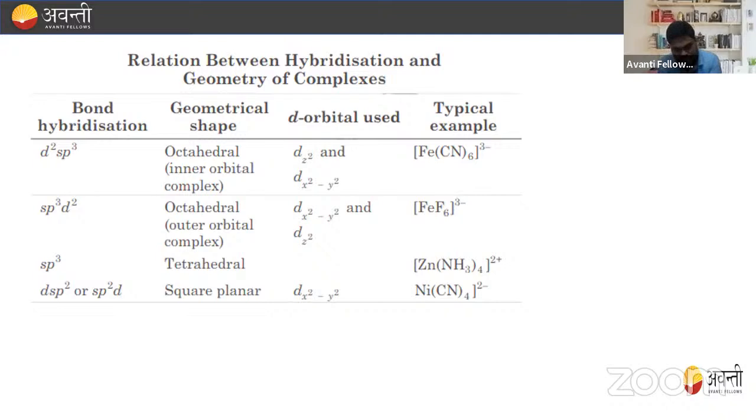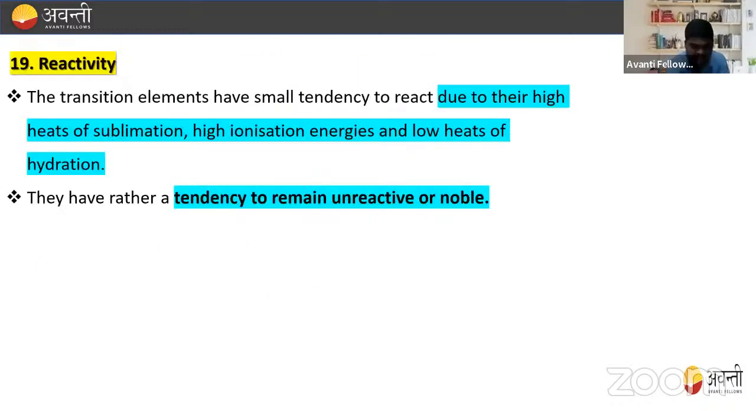Similarly, sp3d2 gives octahedral complexes, and this happens in the case of outer orbital complexes, in the case of weak ligands as well. So here the d orbitals used are dx square y square and dz square. Always remember dx square y square and dz square. Here the example is F6 3 negative. Similarly, sp3 and dsp2: sp3 has the shape tetrahedral and dsp2 has the shape square planar. So these are the examples.